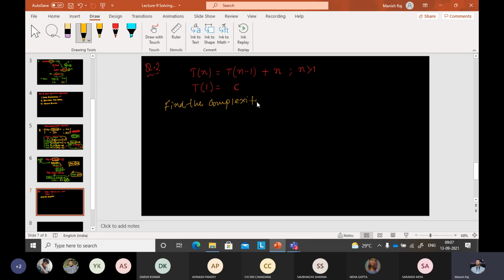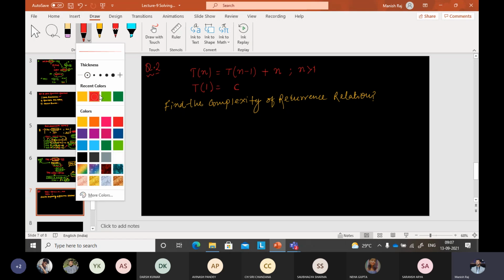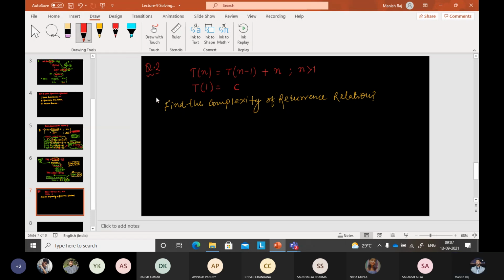So first you just try for this recurrence relation. First you will try, then I will explain. You will get the confidence if you get the answer for this. So first try yourself. Take 1 or 2 minutes, then I will go for the explanation.